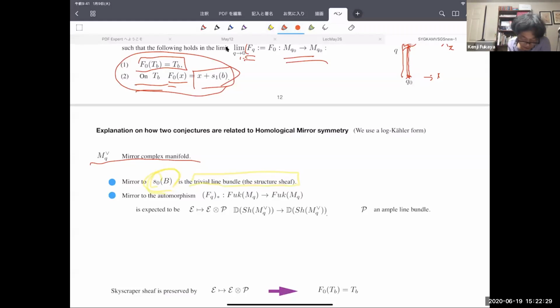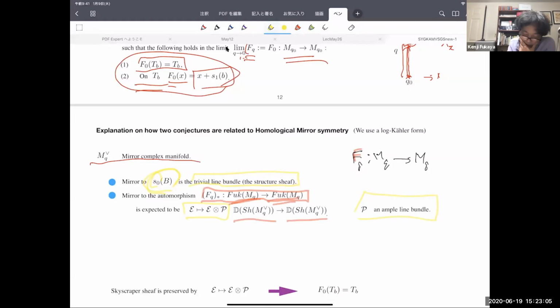And the next thing which is expected is the mirror of this monodromy. So you consider this F_Q, that is a map from M_Q to M_Q. Then it induces an automorphism of the category of these Lagrangian submanifolds. Then if you believe this homological mirror symmetry conjecture, it should give some automorphism of the derived category of coherent sheaves. And what is expected is that this automorphism is just a tensor product of some particular ample line bundle.